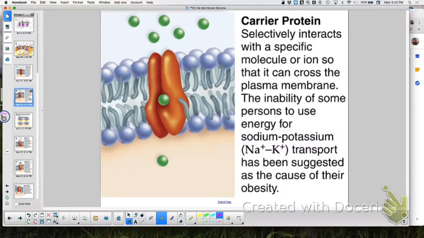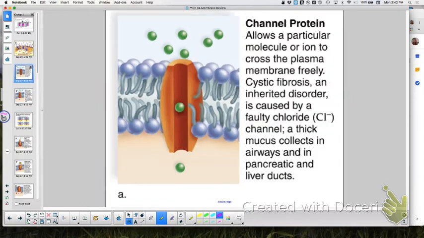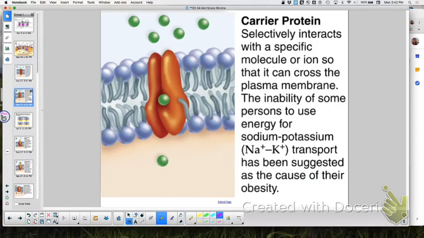All right. And then channels are not used for active transport because they're just open, but carriers can be used for active transport, right? And that's if you go against the concentration gradient. If you're going from a lower concentration to a higher concentration, if you're shoving even more things to one side of a membrane, then it's active transport.